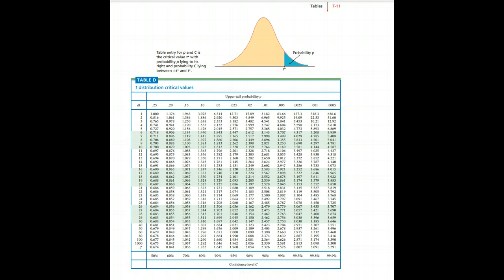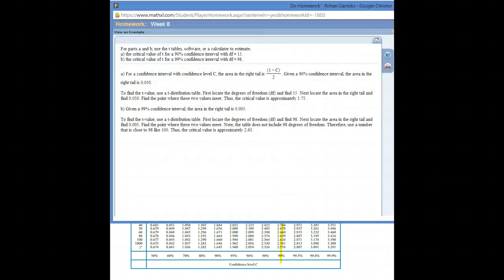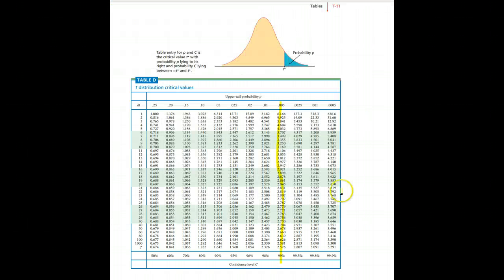So let's highlight that column. This is going to be the column of interest. Now we need a degree of freedom of 98, and what happens with most tables, you go with increments 1, 2, 3, and so on and so forth. But once you get into huge numbers, the difference becomes much smaller, so the precision of the table doesn't continue with the same degree. So you have to look for the closest one, which is 100.